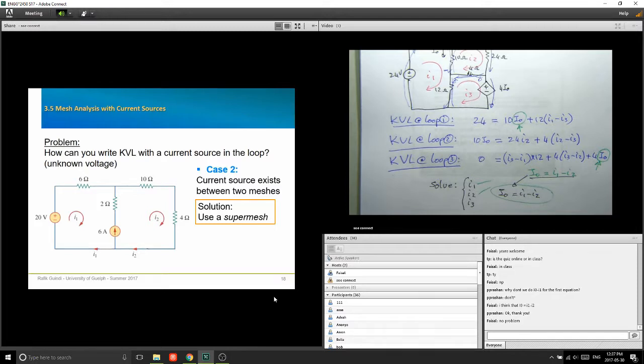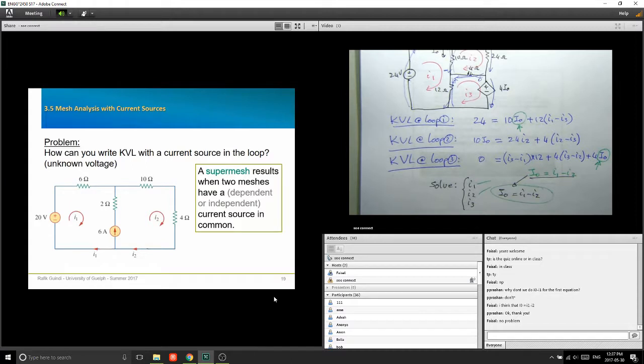So what is a super mesh? This is the definition of a super mesh. A super mesh results when two meshes have a current source in common.